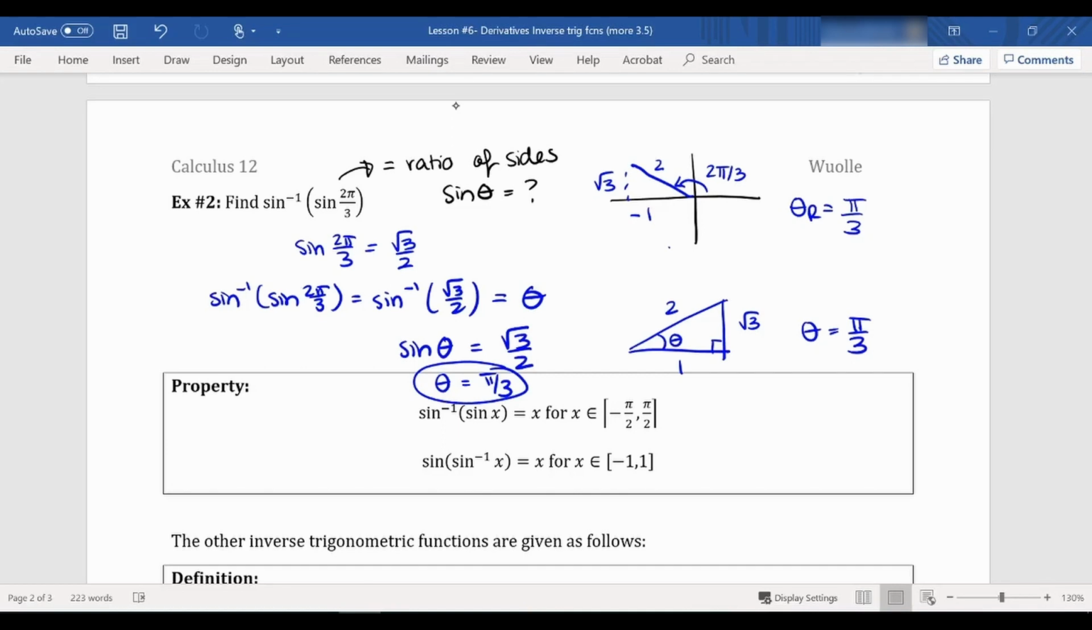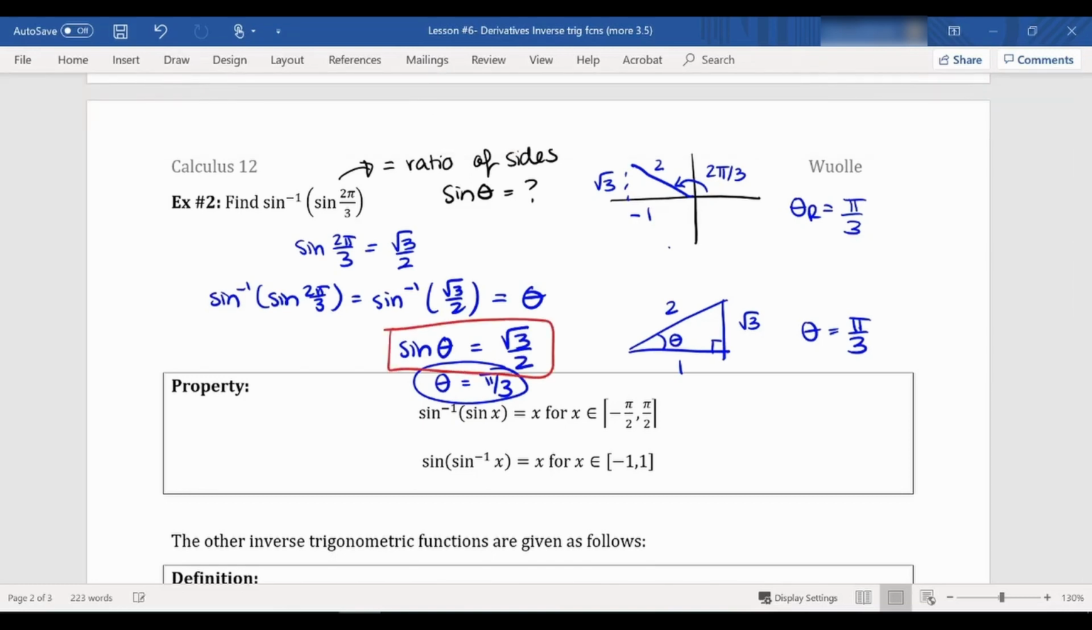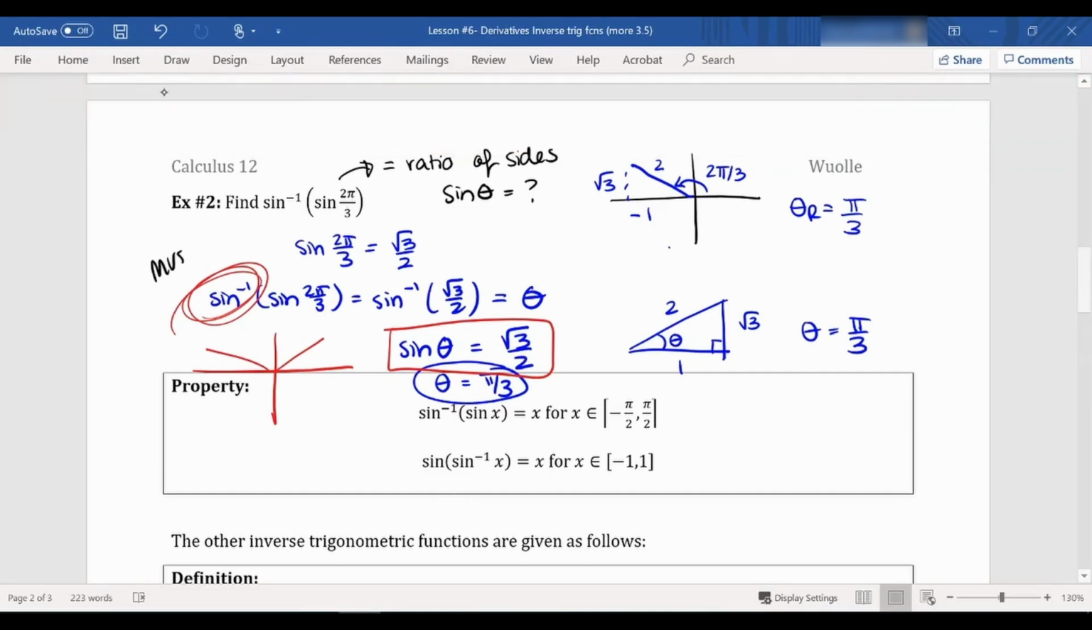So the reason this doesn't equal 2 pi over 3 is that we know that usually when we solve a question like this, we would get two sets of answers, right? We'd usually have one answer in quadrant 1 and one answer in quadrant 2. But because we have this inverse bit here, we know that in order for this to work, this inverse has to be a function.